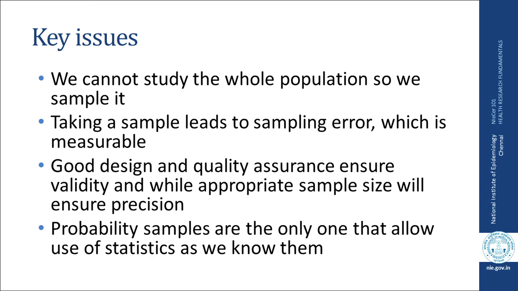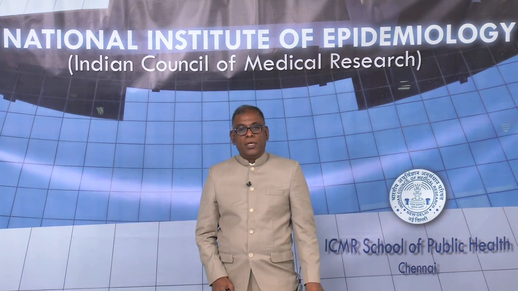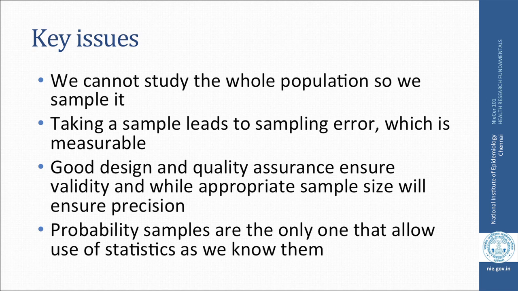Some of the key issues that I would like to bring up: we cannot study the whole population, so we sample it. Studying the whole population could result in inaccurate results. Taking a sample leads to sampling error, which is measurable, and we do not have a measure for non-sampling error. Good design and quality assurance ensure validity, and an appropriate sample size will ensure precision.